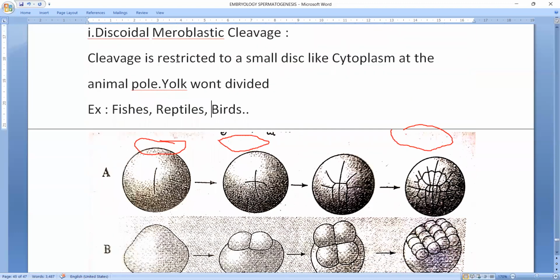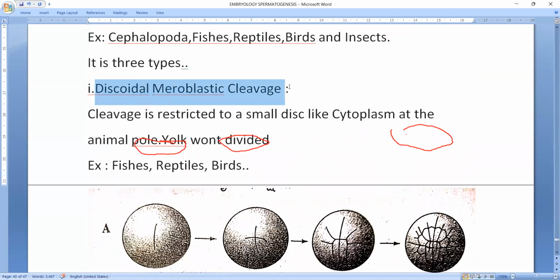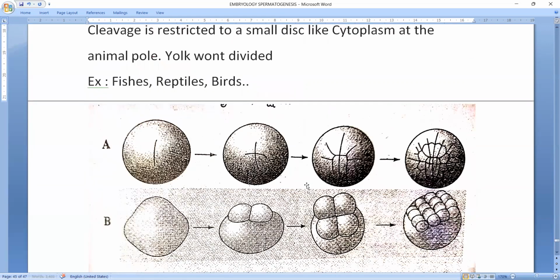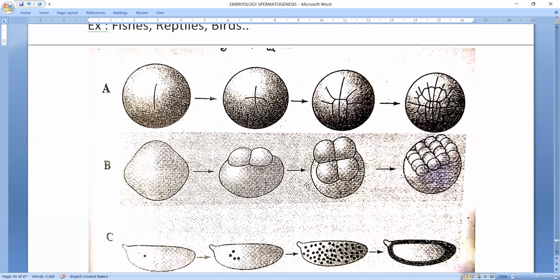And where is the first one? Right. Yeah. Discoidal meroblastic cleavage. So here, discoidal meroblastic cleavage is the most common type of cleavage. Cleavage is restricted to a small disc-like cytoplasm at the animal pole. Yolk won't be divided here.